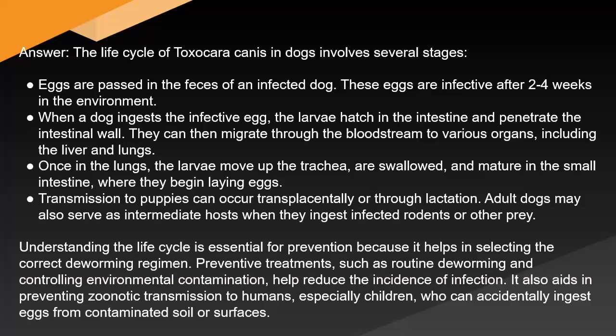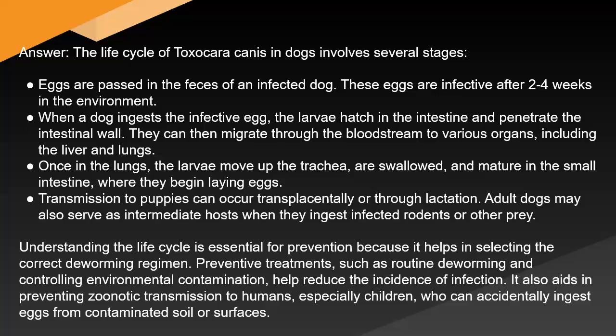When a dog ingests the infective egg, the larvae hatch in the intestine and penetrate the intestinal wall. They can then migrate through the bloodstream to various organs, including the liver and lungs. Once in the lungs, the larvae move up the trachea, are swallowed and mature in the small intestine, where they begin laying eggs. Transmission to puppies can occur transplacentally or through lactation. Adult dogs may also serve as intermediate hosts when they ingest infected rodents or other prey.